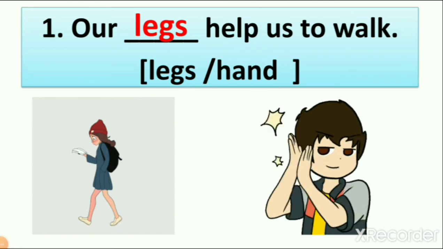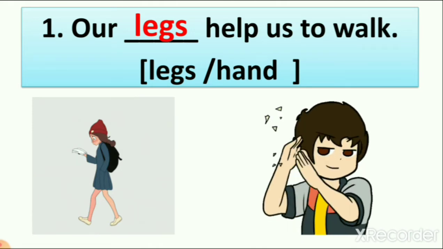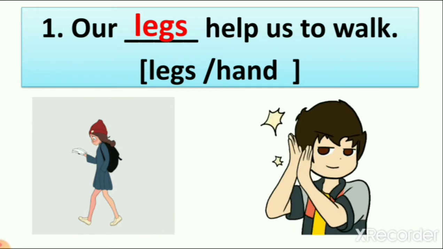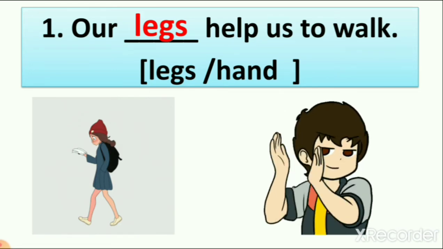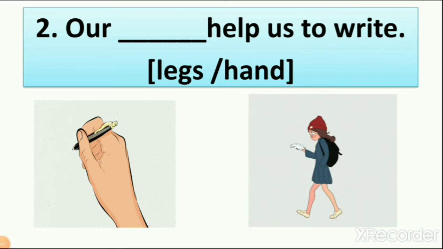First, our legs help us to walk, right? So we have two options, legs and hands. Here you can see one boy is clapping, using hands, while a girl is walking. So what is the girl using? Legs. So the answer is our legs help us to walk, right? Then the second one, our dash help us to write. We have two options, legs and hands. In one option you can see that we are using our hand for writing, and in the second you can see one girl walking. In which are we using our hand? We are using our hand in writing. So the answer is our hands help us to write, right?